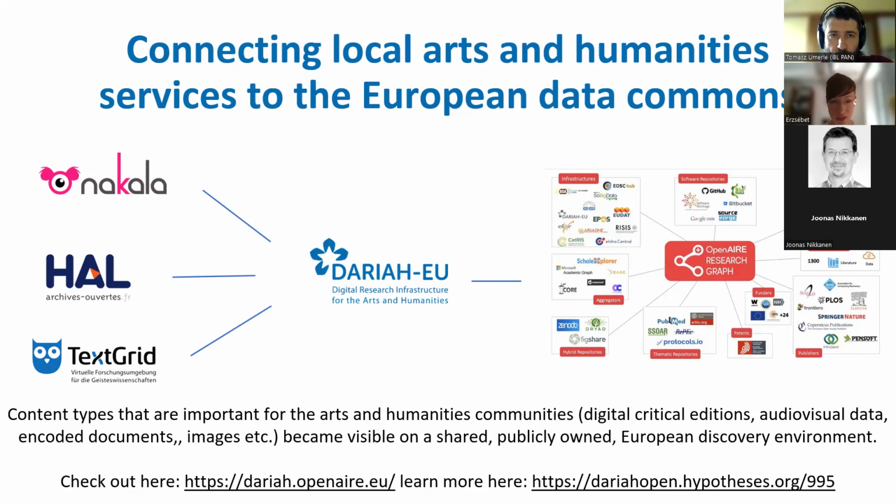And we were lucky enough that we had a project framework for that, which was called OpenAIRE Advance. Within the framework of OpenAIRE Advance, we set up a DARIAH OpenAIRE Community Gateway, a DARIAH entry point to this research graph. And we started the integration of DARIAH affiliated repositories to the research graph. You can see the French Social Sciences and Humanities repository Nakala, the preprint repository HAL, and the German textual sciences, mainly critical editions, repository TextGrid.